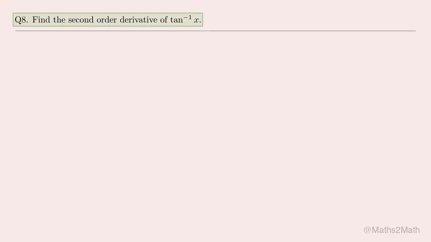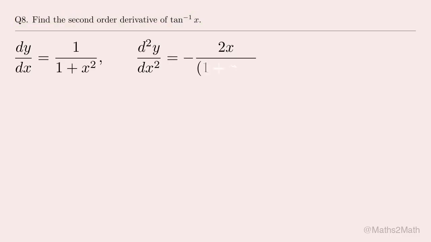Question 8. The inverse tangent. Its first derivative is rational, and the chain rule handles the second. First, 1 over 1 plus x squared. Second, the chain rule on the reciprocal.